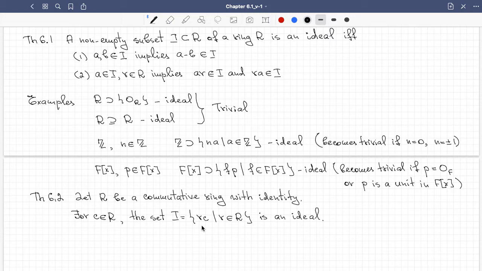This ideal becomes trivial when c is 0 in the ring, or when c is a unit. When c is the 0 in the ring, this is the zero ideal. When c is a unit, this is the whole ring. Otherwise, it is a proper ideal, something in between, bigger than this minimalistic example, smaller than this maximalistic example, some ideal.